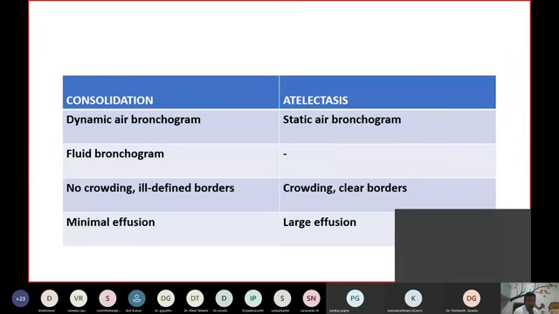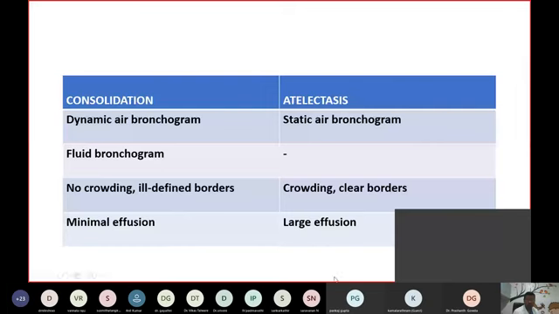In consolidation, there won't be any crowding and borders will be ill-defined, whereas in atelectasis, there will be crowding and you will see the clear borders of the floating lung. And usually consolidations will be associated with a minimal effusion, whereas in atelectasis, you will see large effusions. So this is how you distinguish between consolidation and atelectasis.